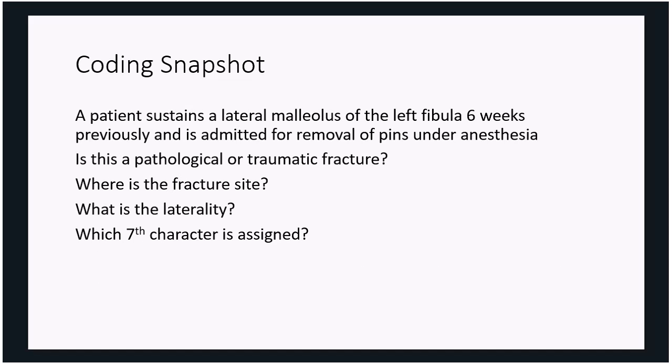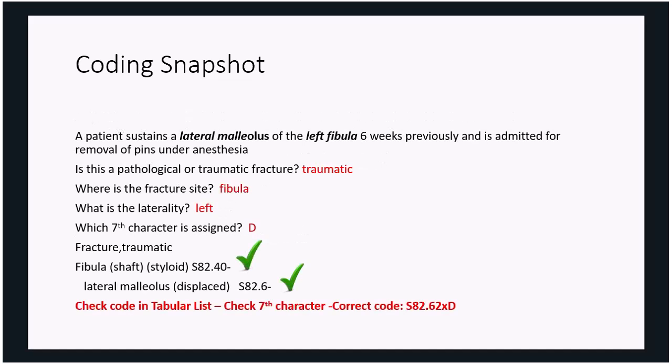Let's look at this coding snapshot, and let's code this one together. We have a patient that sustains a fracture of the lateral malleolus of the left fibula 6 weeks previously and is admitted for removal of pins under anesthesia. So in coding fractures, ask yourself these questions. Is this a pathological or traumatic fracture? Where is the fracture site? What is the laterality? Laterality with fractures is right or left. And which seventh character is assigned? Let's look at this more closely on the next slide.